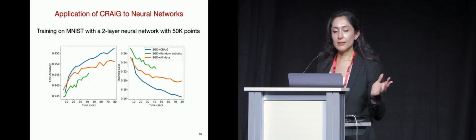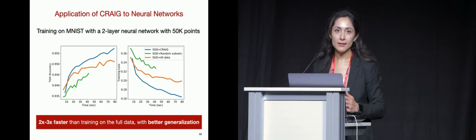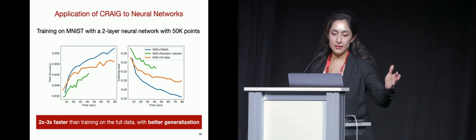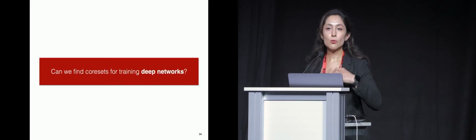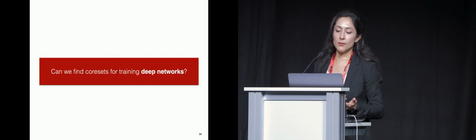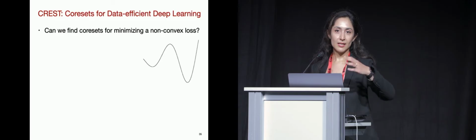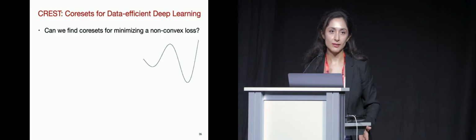Another example, let's start with a toy neural network, training MNIST with a 1 hidden layer neural network. This is training on full data. Left is test accuracy, right is training loss, x-axis is time, including the time to find the subset. So this is our method, and this is random subsets. You see that this is doing much better than random subsets and even better than full data.